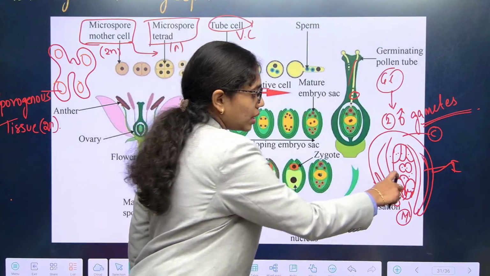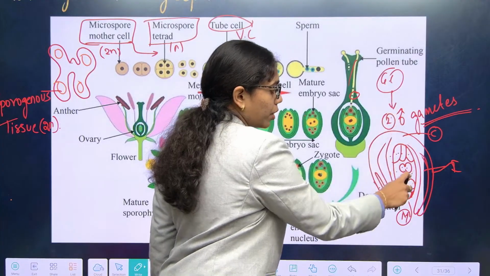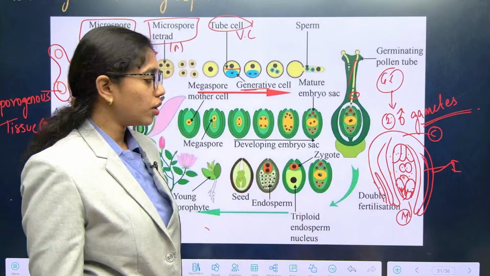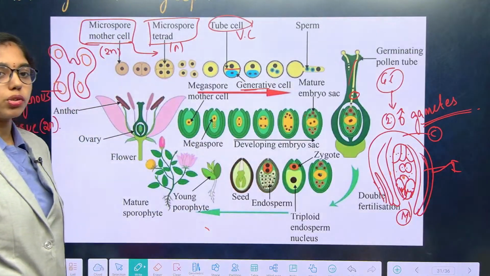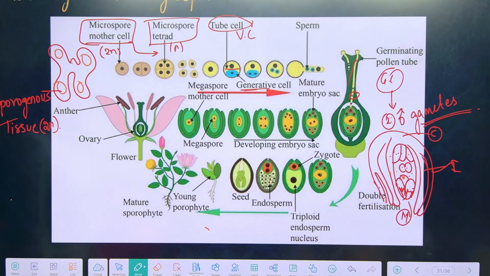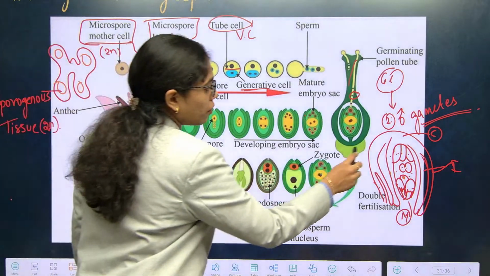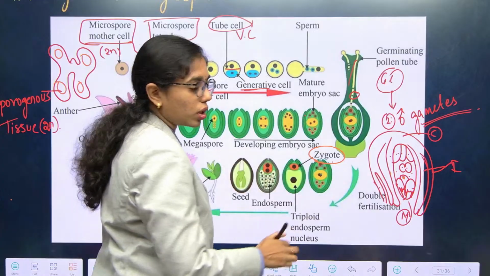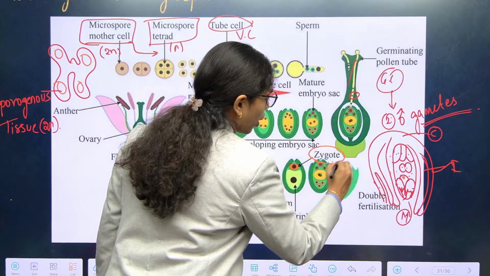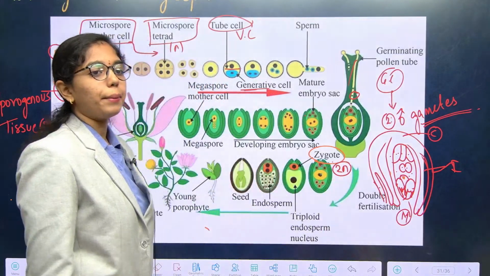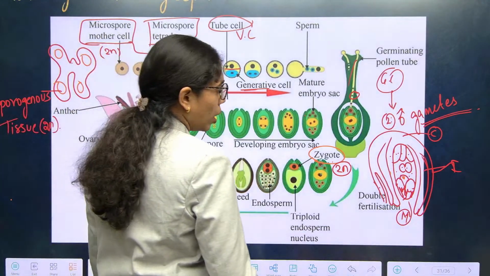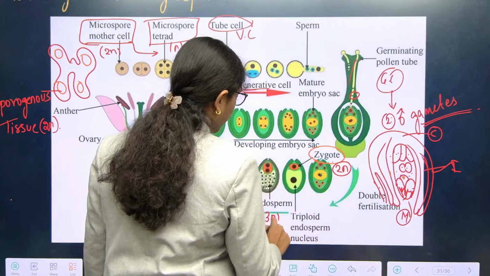Okay. So 1 male gamete fuses with the egg cell, 1 male gamete fuses with polar nuclei, which is addressed as triple fusion or double fertilization. After which, with the fusion of male gamete and egg cell, what is formed? Zygote is formed, whose ploidy is diploid. With the fusion of male gamete and polar nuclei, what is formed? Endosperm is formed, whose ploidy is triploid.